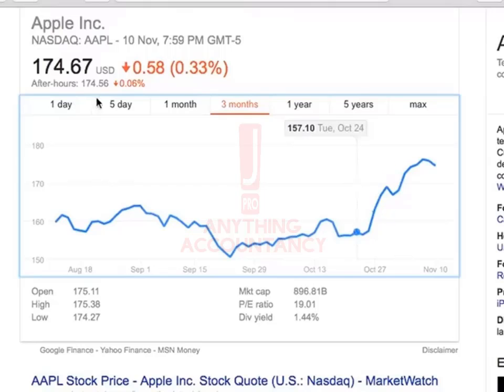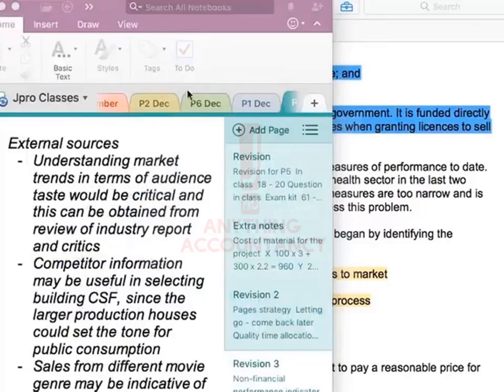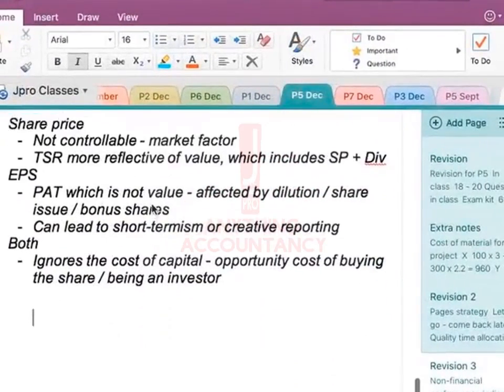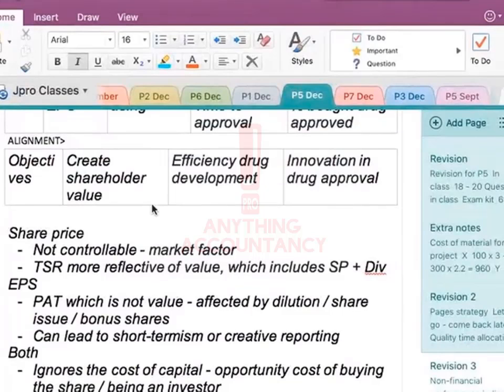Now, are you clear that when we look at share price, you need to think about all the issues that relate to share price? Not only just thinking, oh, I can't control the market. No, it's not only about that. Sometimes you can control the market.